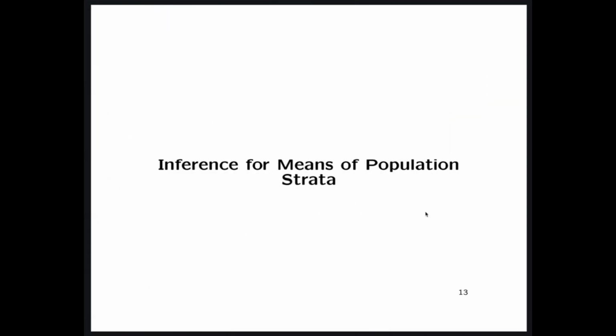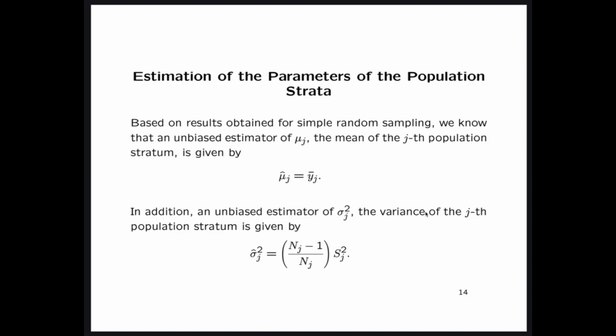And so once we have that, then we can look at inferences for means of population strata. So we're going to focus first on making inferences about the various strata, and then we will look at making inferences about the population as a whole. And so let's first talk about estimating the parameters of the population strata.